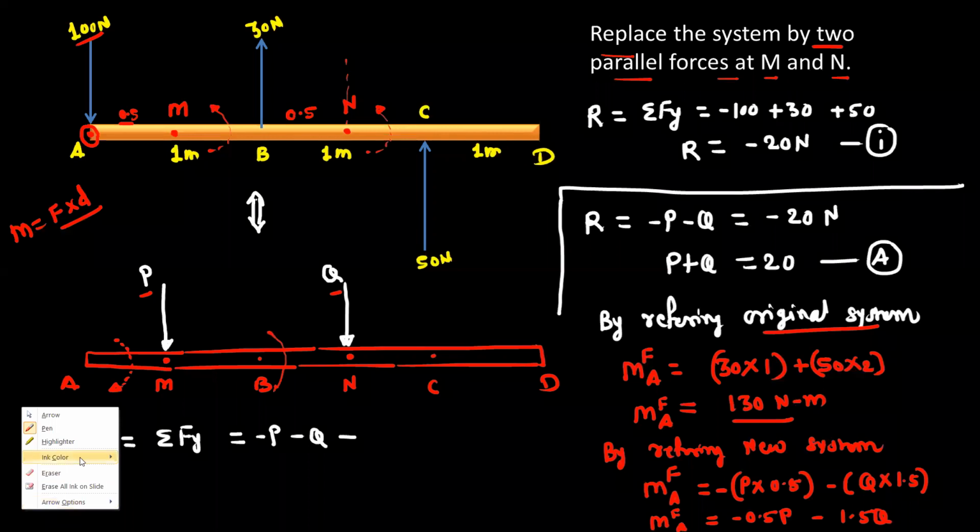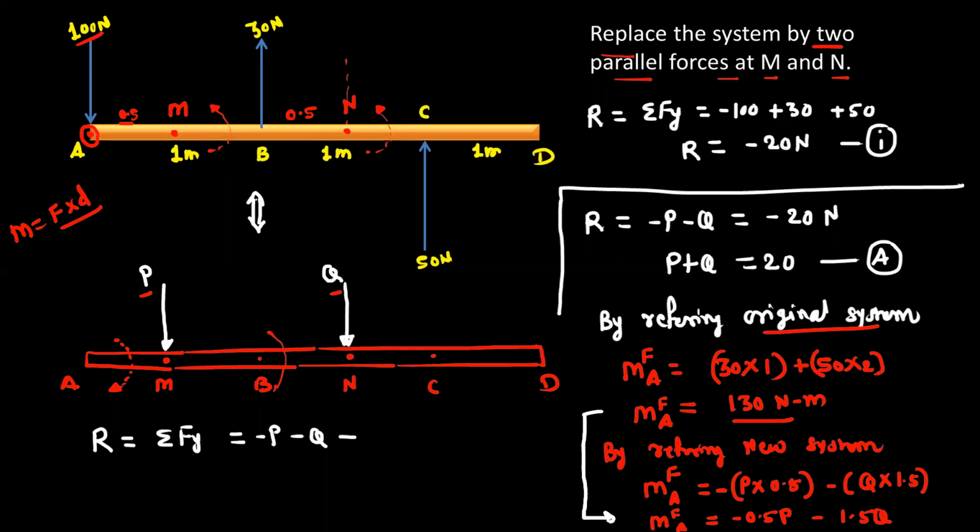Now these two moments must be the same for the original system and for the new system. Okay. So compare these two equations. So you will get the equation minus 0.5 P minus 1.5 Q is equal to 130. So this is the second equation, or equation B.